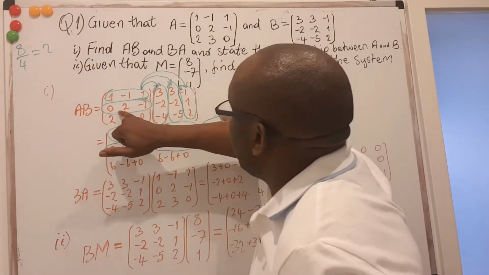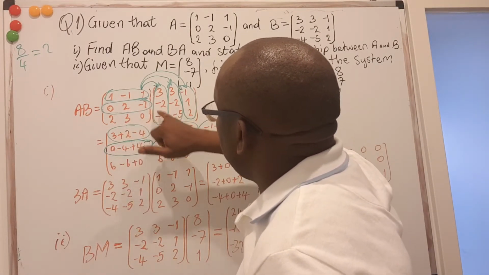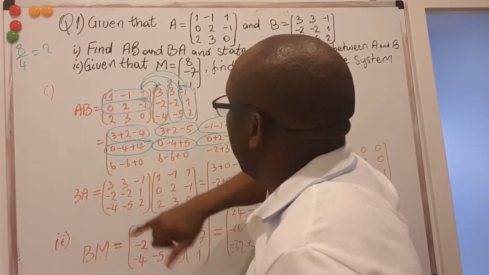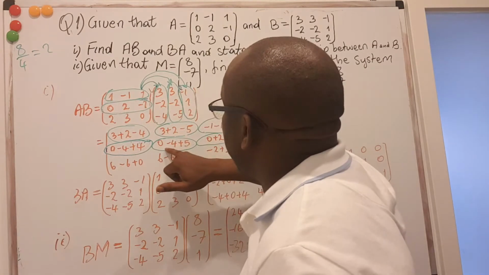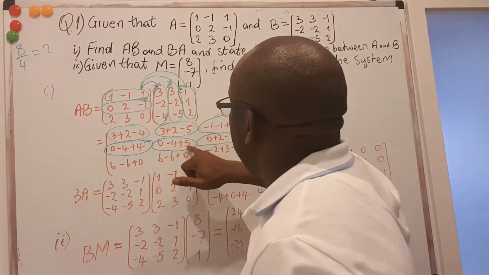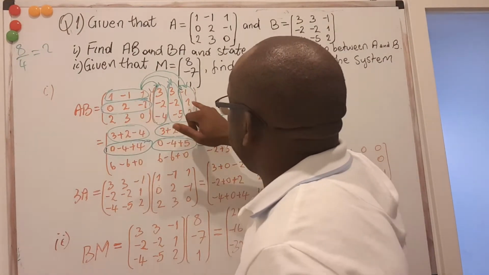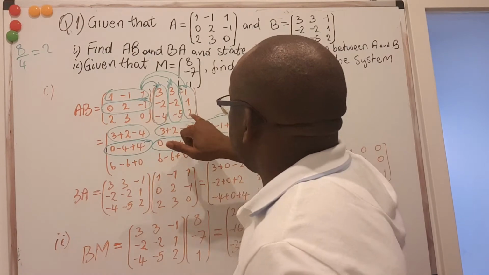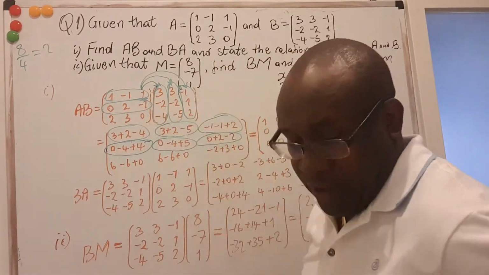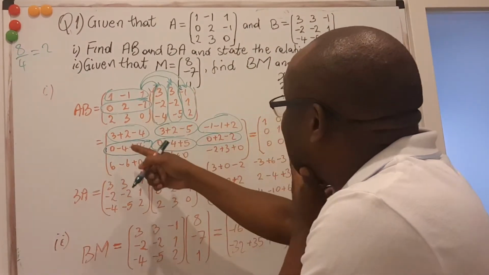So here, 0 times 3 is 0. 2 times minus 2 is minus 4. Minus 1 times minus 4 is plus 4. And 0 times 3 is 0. 2 times minus 2 is minus 4. Minus 1 times minus 5 is 5. 0 times minus 1 is 0. 2 times 1 is 2. Minus 1 times 2 is minus 2. You will do that also for the third row there.